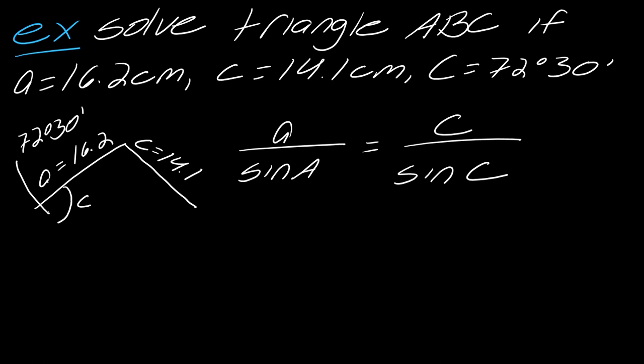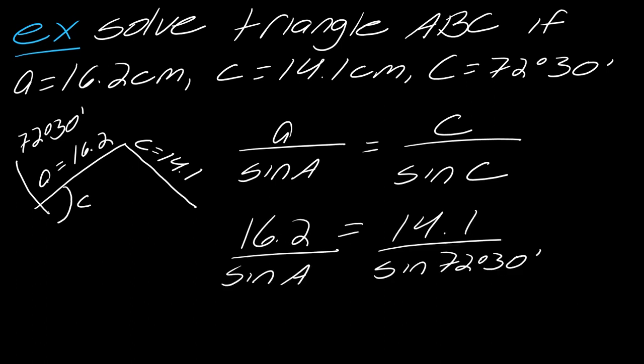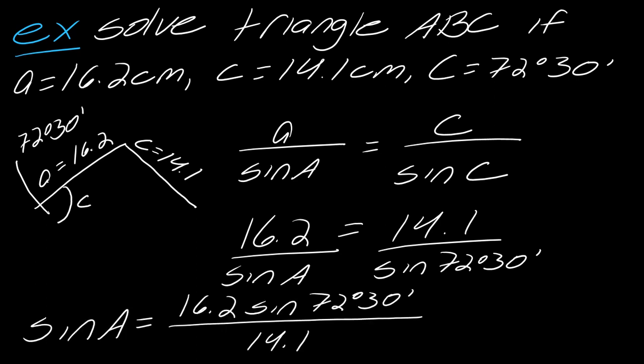So I take A over sine of A equals C over sine of C, plug in all this good stuff, and now I can work towards solving sine of A. So here's the work, here's mathematically what happens to solve for sine of A. And if I punch all of this into my calculator, I get 1.096. And so we have an answer.